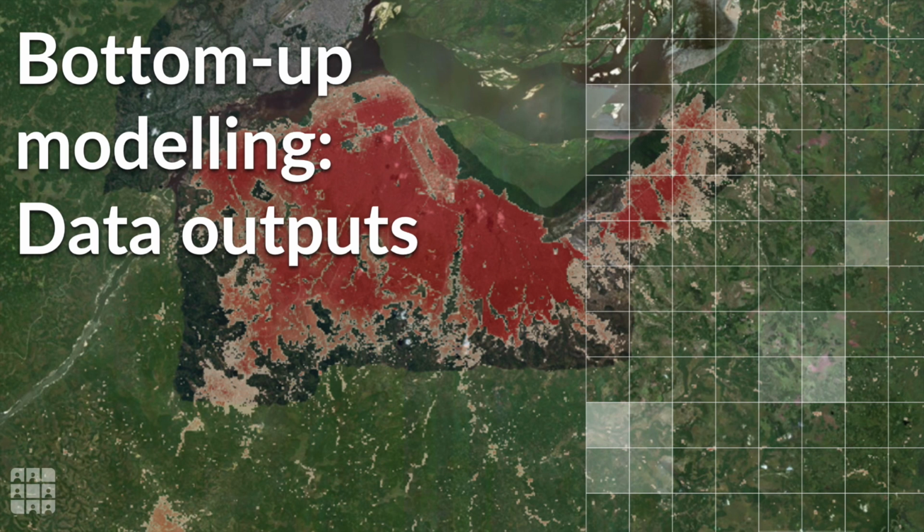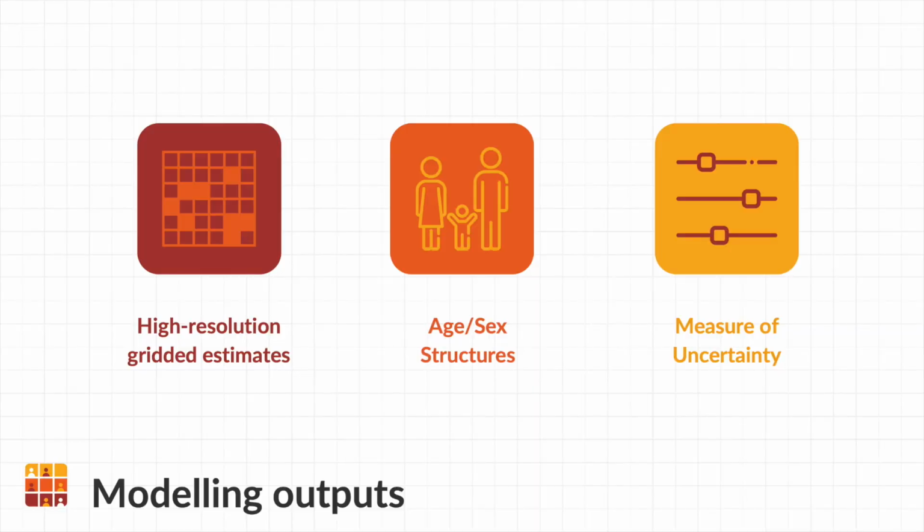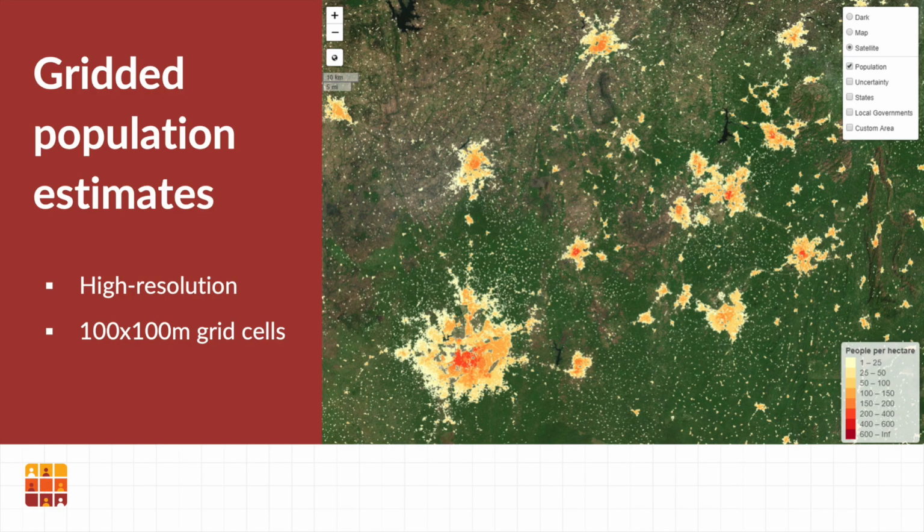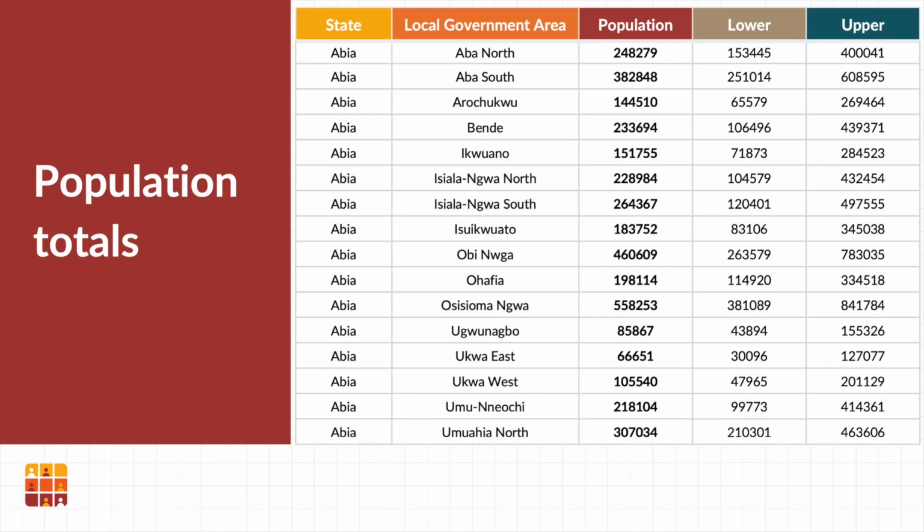Now let's see what we actually want to achieve with the bottom-up model, and what the outputs are. As expected, one of the first outputs is the high-resolution gridded population estimates. Associated with that, we also predict the age and sex structures for each grid cell, and we also provide a measure of uncertainty for each of these estimates.